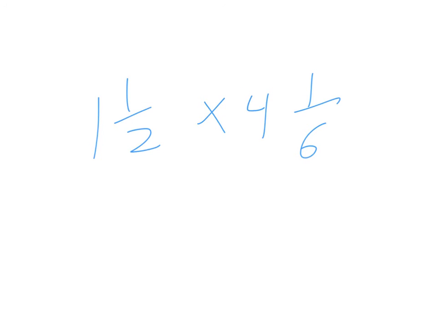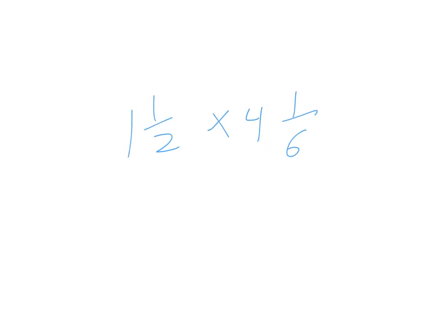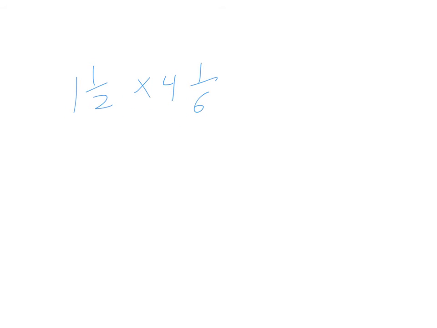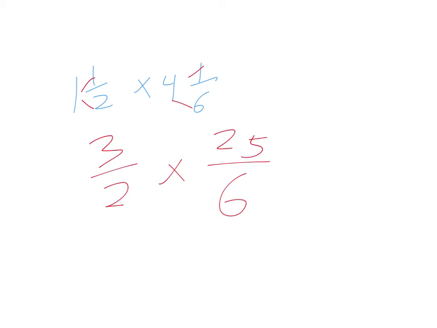Finally, I want to go over how to multiply fractions when you're dealing with mixed numbers. So in this one we have 1 1/2 times 4 1/6. So to do this, you simply want to first create an improper fraction. So we would go here, 1 times 2 is 2, 2 plus 1 is 3, so 3/2 times 4 times 6 is 24, 24 plus 1 is 25, 25 over 6, and now we just multiply.